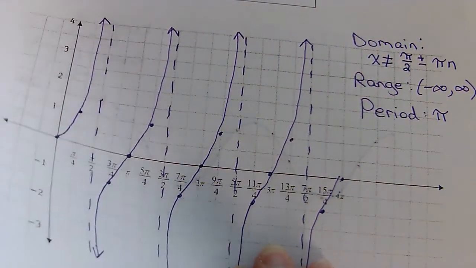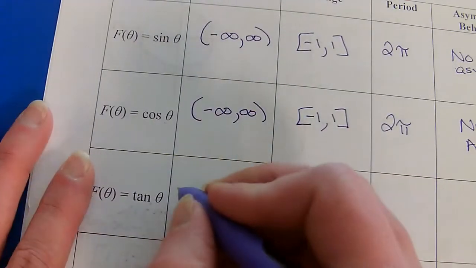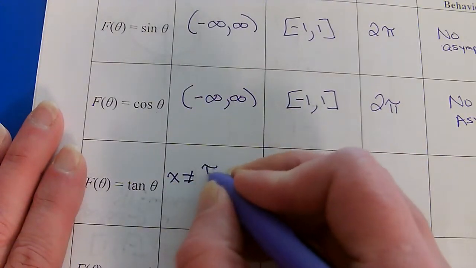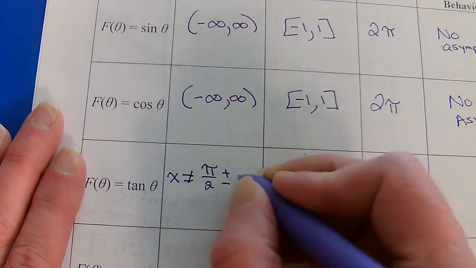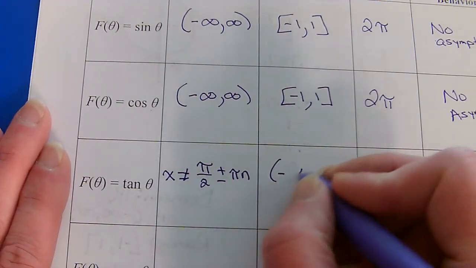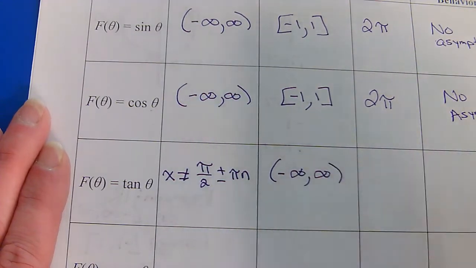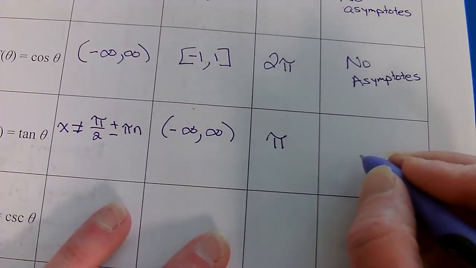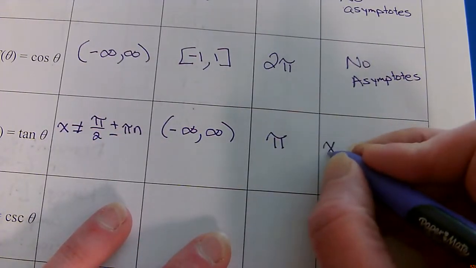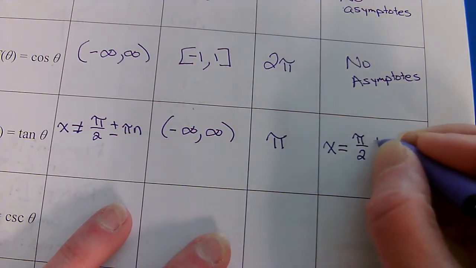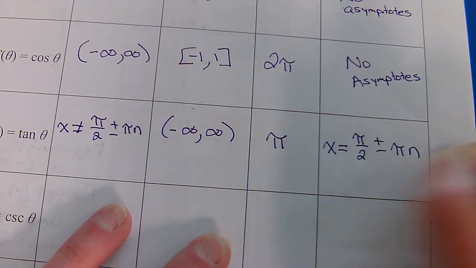I'm going to go to the front page and copy those over to the front page. So the domain was interesting because x could not be pi over 2 and then every pi after that. Range is negative infinity to infinity. The period on this one was pi, and the asymptotes occurred starting at pi over 2 and then every pi after that.